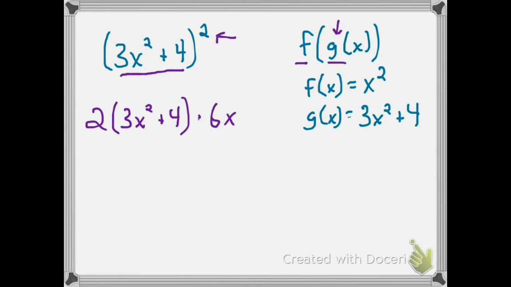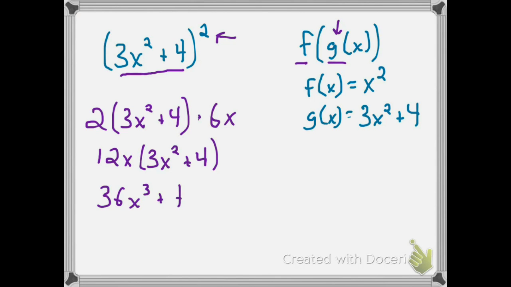And then we're done. Now all that's left to do is simplifying. I can say that 2 times 6x is 12x times 3x squared plus 4. And then if I want to distribute, I'll get 36x cubed plus 48x.